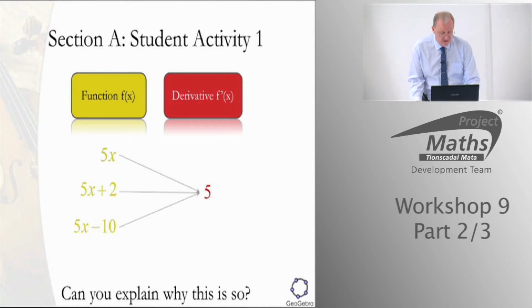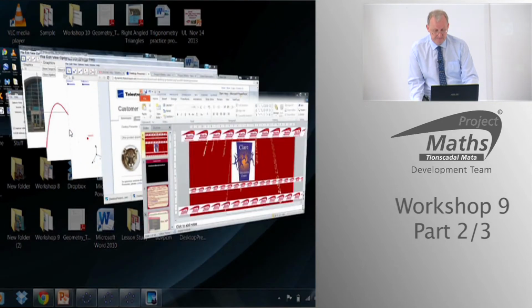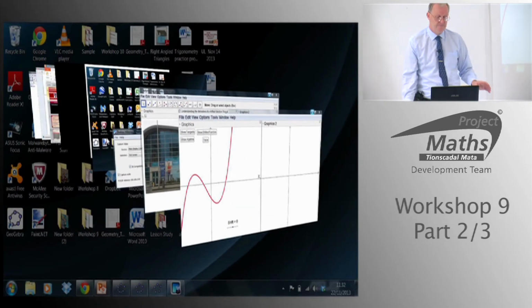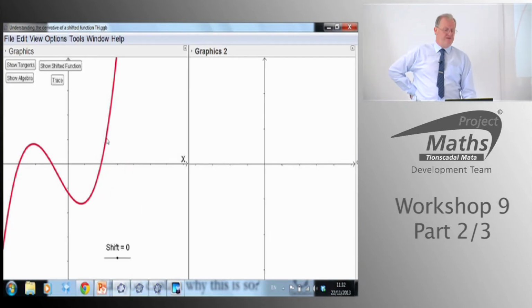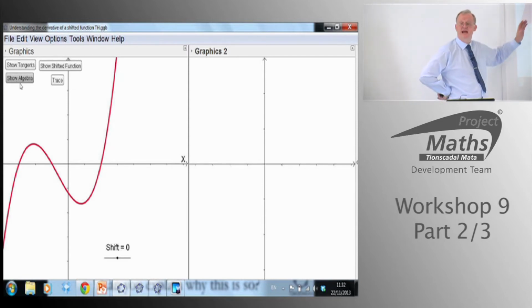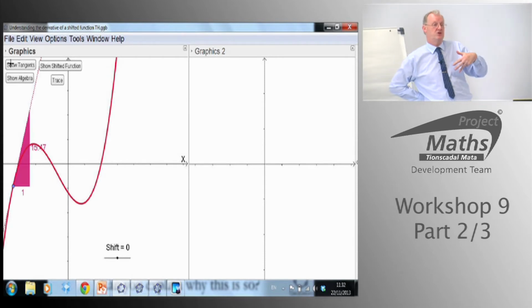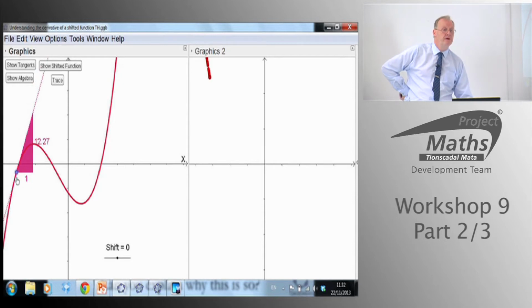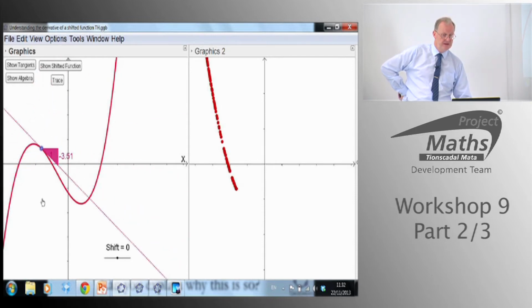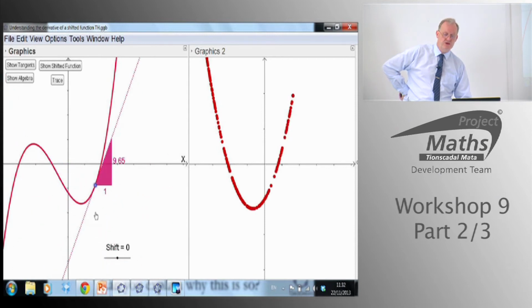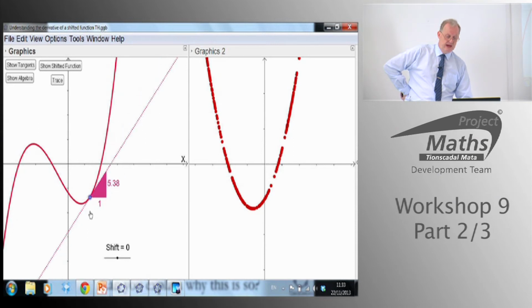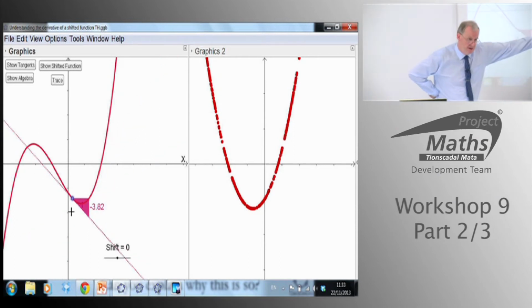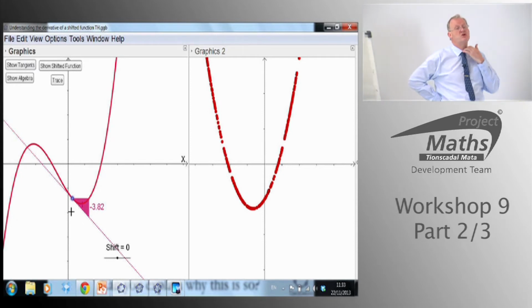Let's see, can I find the right GeoGebra file this time? What is the derivative? The slope of the tangent. So look, there's the function on the left and there's the tangent. What's the derivative? The slope of the tangent. If I put all the slopes of all the tangents together, what do I really get? What we called in workshop 8, the slope function, the derivative, and there it is over on the graphics 2 screen. And the way it looks here, the derivative of a cubic is a quadratic, and we kind of discussed that in workshop 8.